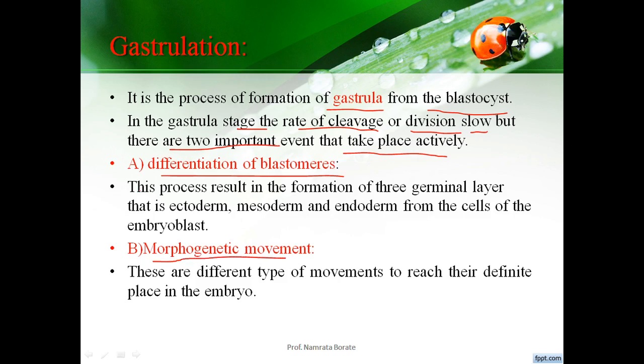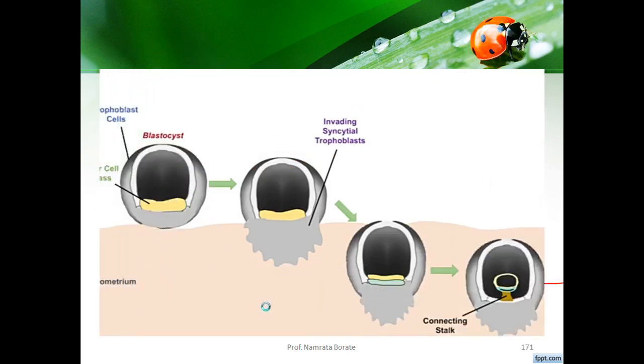The first event is the differentiation of blastomeres. This process results in the formation of the three germinal layers, that is ectoderm, mesoderm and endoderm, from the cells of the embryoblast. Morphogenetic movement is the second event. These are different types of movement for the cells to reach their definite place in the embryo.